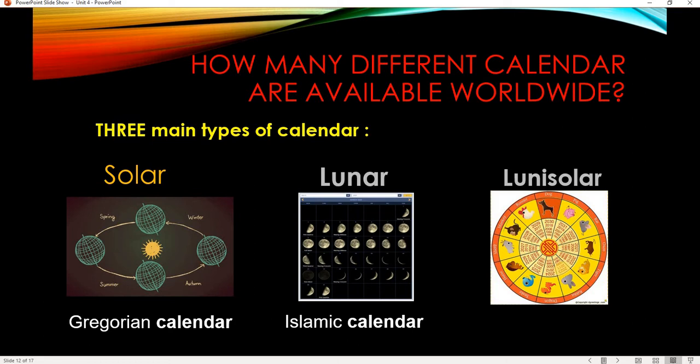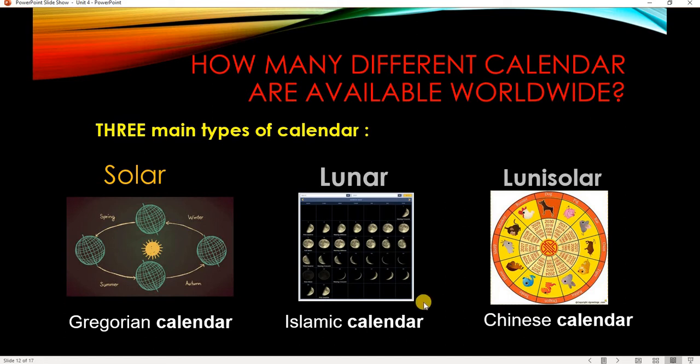Solar calendars are based on Earth's movement around the sun. Lunar calendars are based on the moon's movement around the Earth. And lunisolar calendars are based on both solar for the seasons and lunar for the months.